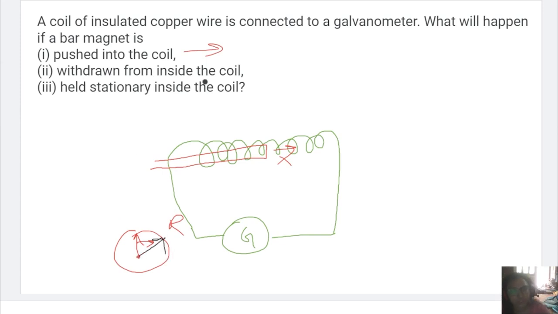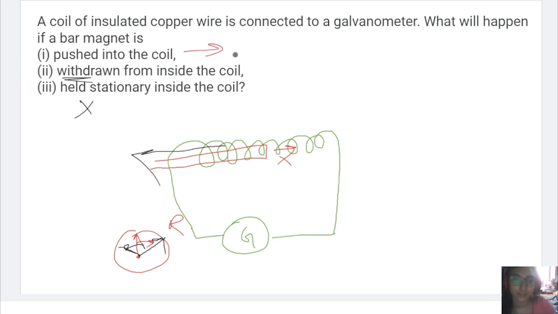Now it is withdrawn from inside the coil. What does withdrawing mean? Obviously it is going in the opposite direction. So now what will be the logical answer? The deflection is in the opposite direction. Why? Because there is still a motion, there is still a presence of a magnetic field, as a result of which there is still induced current, but in the opposite direction. Okay. Held stationary inside the coil, there is no motion. Even though there is a magnetic field, there will be no current produced. So what will be our answer?